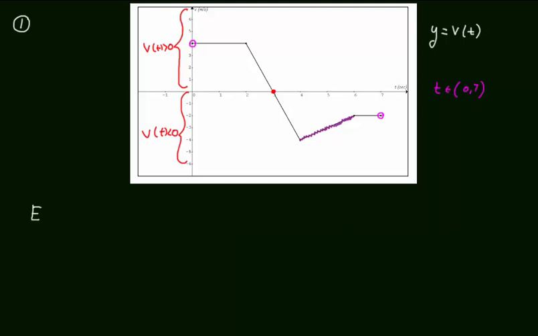Part E asks about when the particle is speeding up. Now, speed is an interesting one and often confused with acceleration. So we talked about if a particle is literally moving to the right, we say the velocity is positive. If the particle is moving to the left, we say that the velocity is negative.